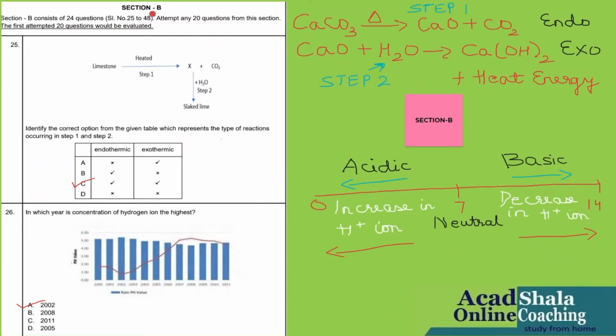Okay, now children, this is section B, 25th question. Over here in this question, they have shown you two steps. They have also shown that this is limestone, this is slaked lime, and they have heated it over here. X is coming out as a product. And it goes like this in step 1 and step 2.